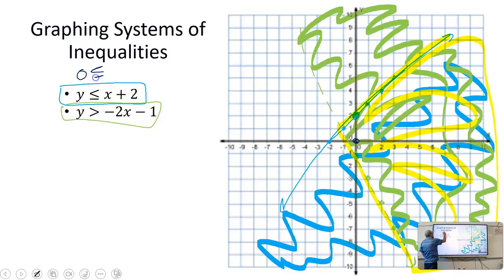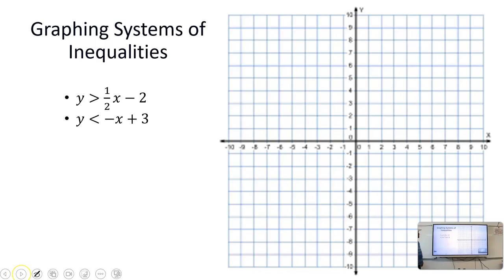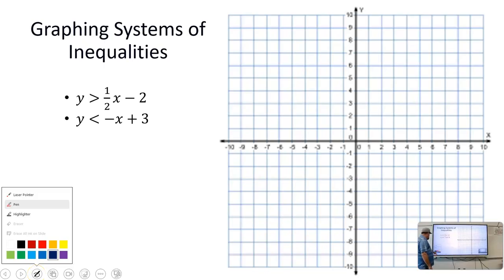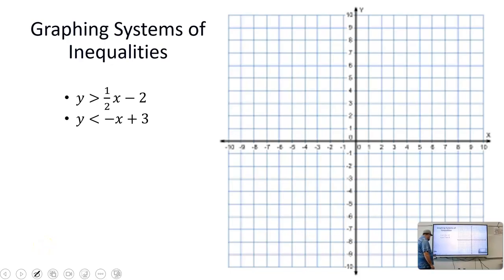So 0 is less than or equal to 2. Correct. 0 is greater than -1. Correct. Awesome. 0, 0 would be a solution to that system of inequalities. Okay, let's do one last one. We got 1/2 x minus 2. Let's go ahead and graph with, I don't think it matters, let's go with red again.